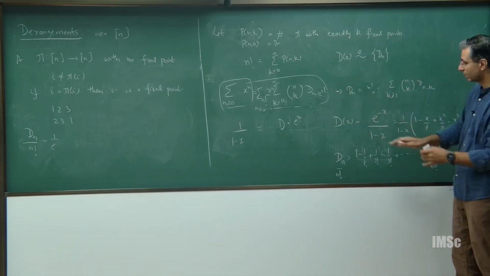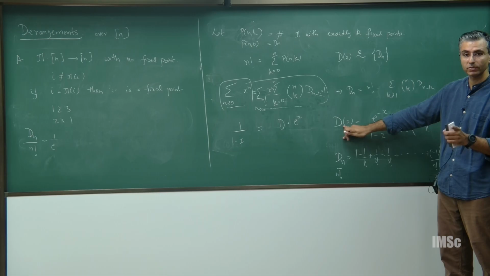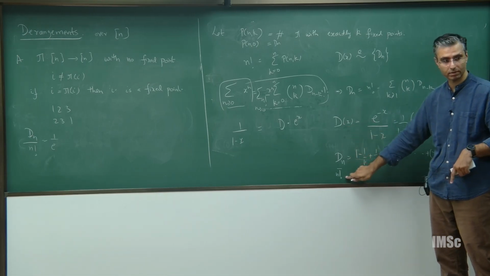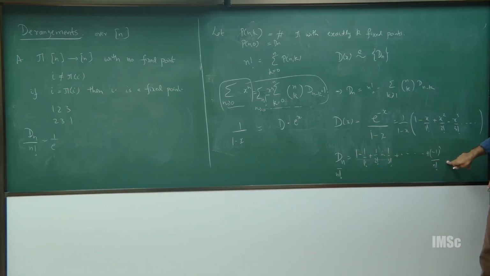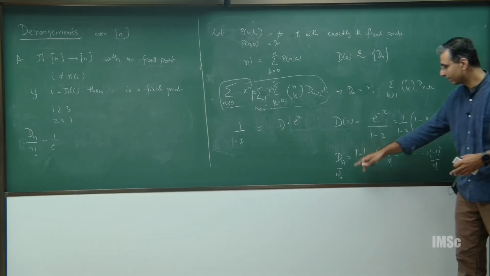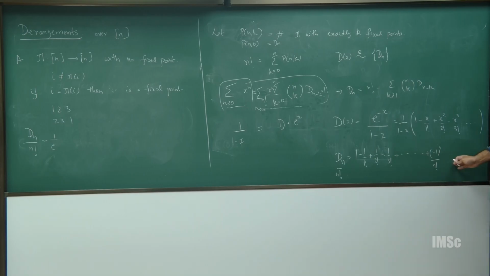We have to be careful here. Left hand side, the coefficient of x raised to n is dn by n factorial. Right hand side is this sum. So, this ratio dn by n factorial is this sum. Now, if you take n tends to infinity, this is 1 by e. That is what we had written there.